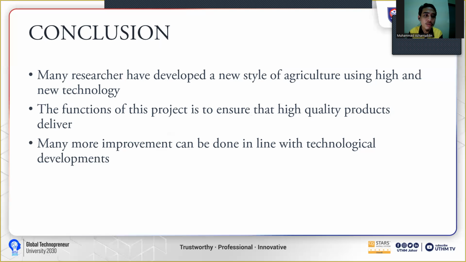For the conclusion, many researchers have developed a new style of agriculture using high and new technology. The function of the project is to ensure that a high quality product is delivered. Many more improvements can be done in line with technological development.